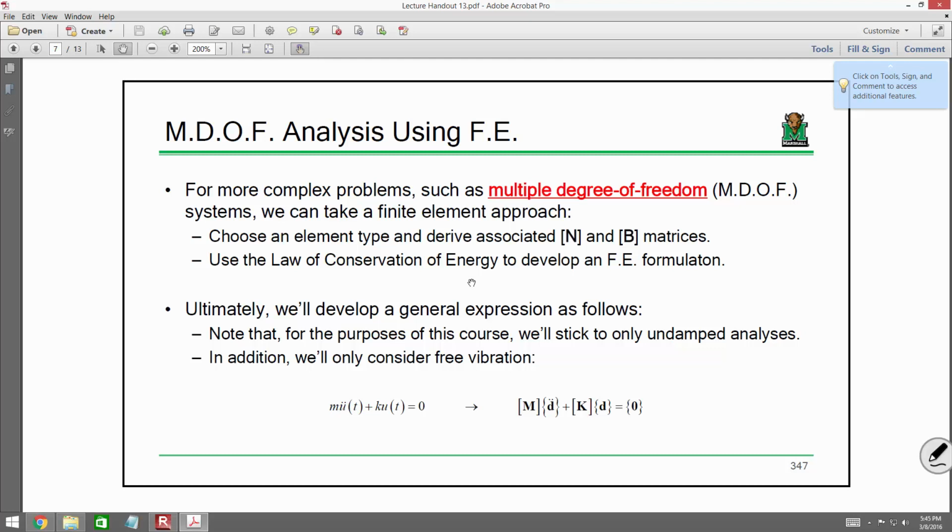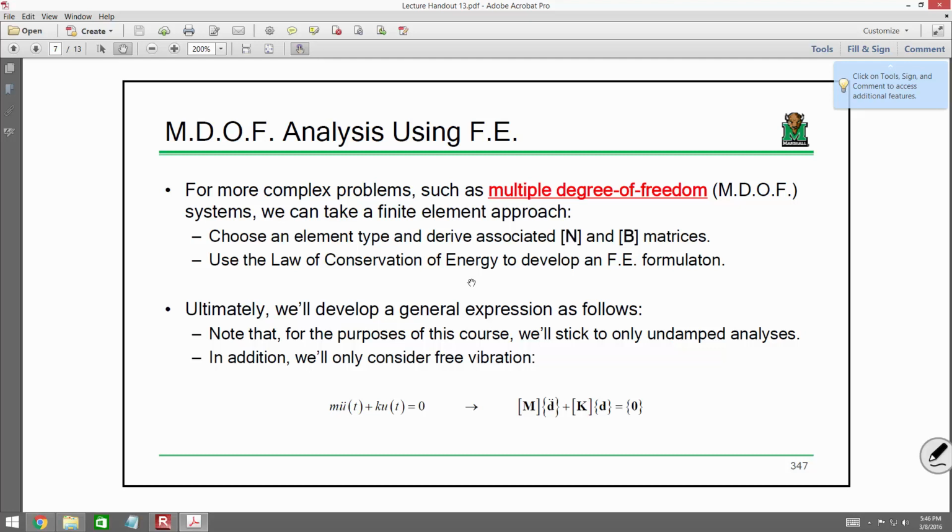Now let's talk about the finite element approach and how that works. So what we do in finite element analysis is we don't really deal with many single degree of freedom systems. That would be a boring class if that's all we did in here. We deal with multi-degree of freedom systems, MDOFs. Okay? We can take a finite element approach to that problem as well. Okay? We choose an element type, we derive our N matrices and B matrices, and we equate the energies, the law of conservation of energy, to develop our finite element matrices. Same process as what we did before.